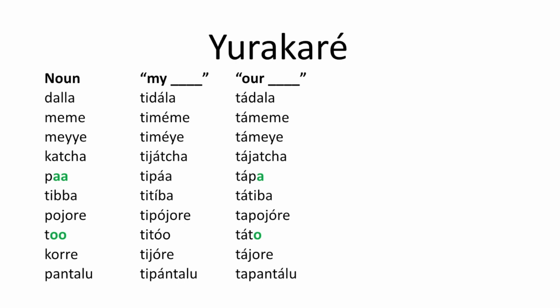And finally, there's this letter K. So it appears in a couple of the words, caccia and corre, and when you get the my and our versions, it becomes the J, which in this language is pronounced like the Spanish J. So tijacha and tajacha, tijore, tajore. All right, so those are all the patterns we need to find. Now let's look at the puzzle parts.